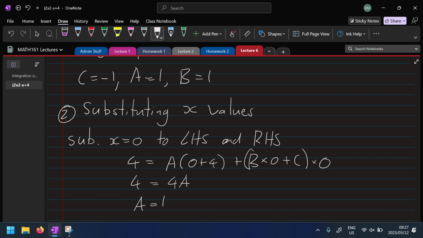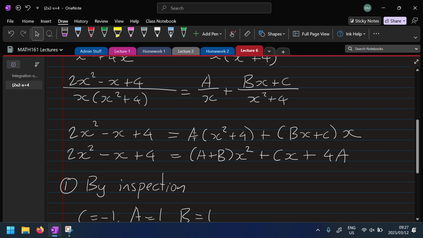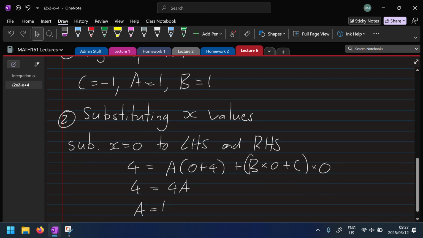And then we can substitute the known value for a back here, so a is 1. And we can substitute a different value of x. So let's say x is 1. We can substitute x equals 1, and we're going to get some equation for b and c. We can substitute x equals minus 1, we get another equation for b and c, and we can solve.